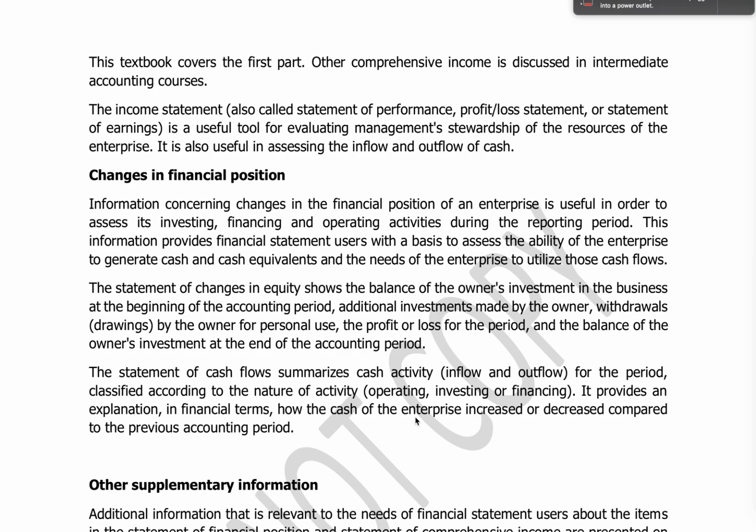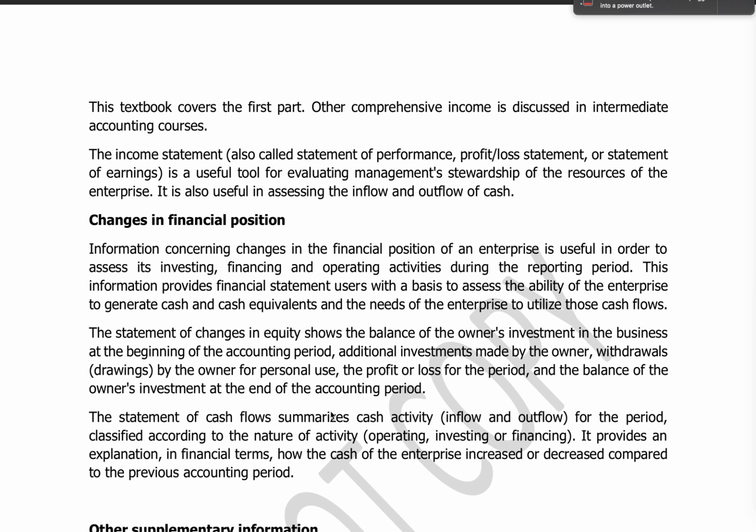So, the income statement is a useful tool for evaluating the management stewardship of the resources of the enterprise. Okay? Kaya sinabing statement of performance or financial performance kasi tinitingnan kung paano nag-perform yung company for the year. Nag-earn ba siya ng income? Nagkaroon ba siya ng net income? O baka mahina ang performance such that there is a loss. So, yun yung tinitingnan. Okay?